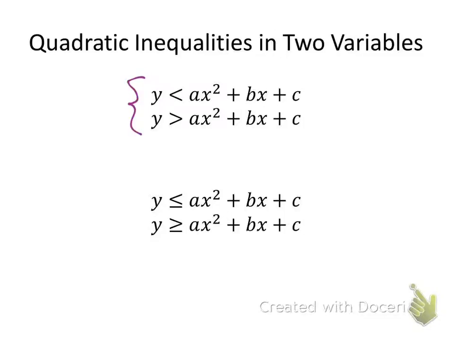Anytime you had a less than or a greater than symbol, we dealt with dashed. Well, in chapter 3, we dealt with dashed lines. But these will be dashed parabolas. But when you have an equal to symbol, these will be solid parabolas.